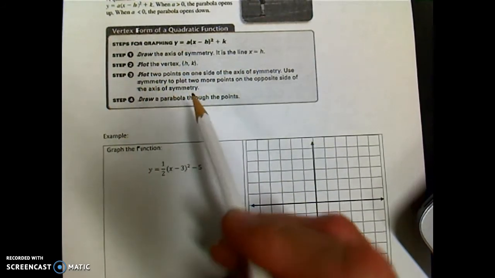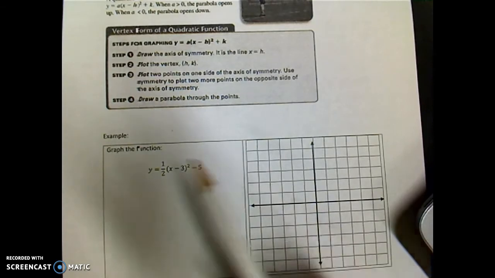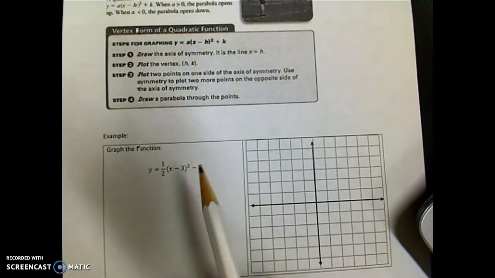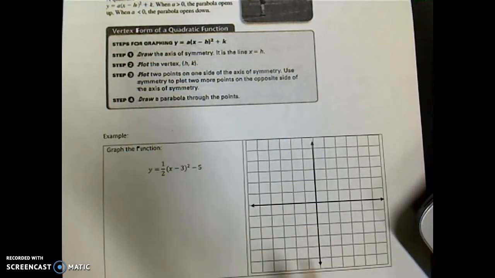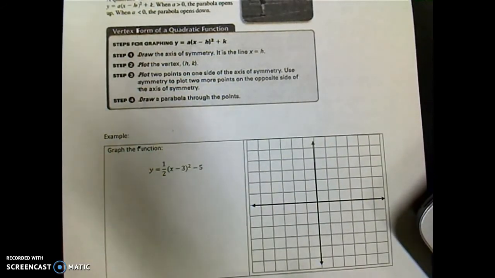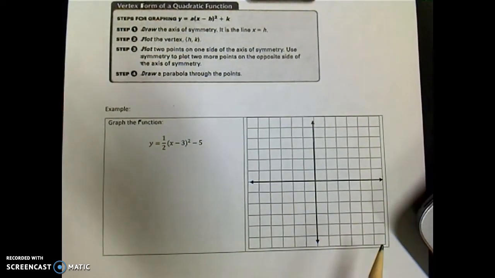Because we've done that, we've front-loaded the work. Now we've created a situation where we know we've got symmetry on our 5 points in our table of values, so we only need to locate 2 points right of the vertex and mirror those over 2 points left of the vertex, and we'll be good to go. So let's take a look at how this is going to happen.